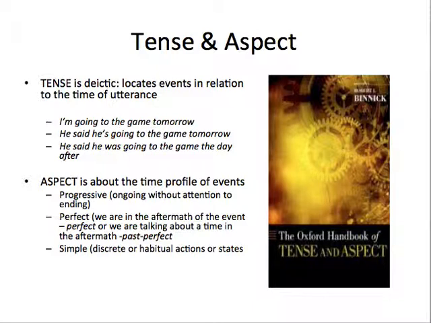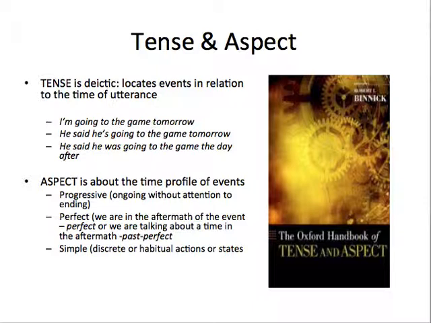The second aspect that we use in English is the perfect aspect, and this suggests the notion that we are in the aftermath of the event. That is, the aftermath could be in terms of time, just afterwards, or it could be in terms of its effect. We're still feeling the effects of it. In other words, there's a close connection between that particular aspect and the event and the impact of the event on how we feel now.